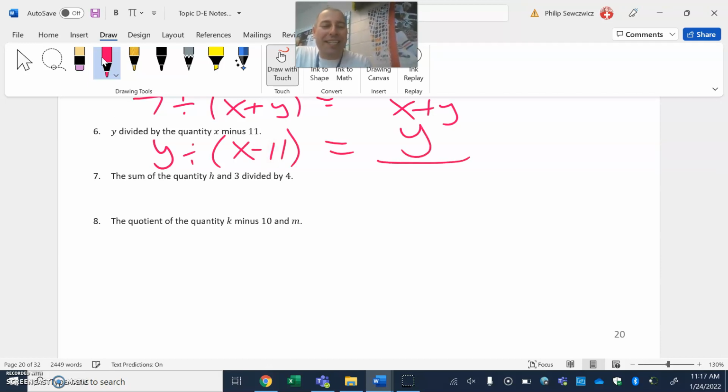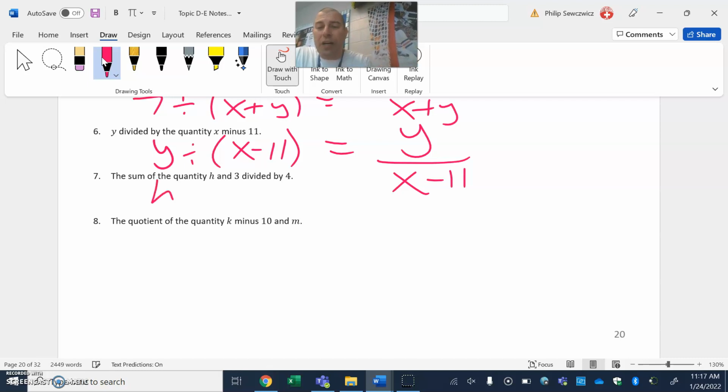But we want to see that. All right, 7 here. The sum of the quantity h and 3 divided by 4. So this one here, the sum of the quantity. Sum meaning that we're going to add. Now, sum does mean the answer to an addition problem, which means it already comes with the parentheses. So they're being a little redundant here, saying the same thing twice by saying quantity. Typically, we don't see these guys together.